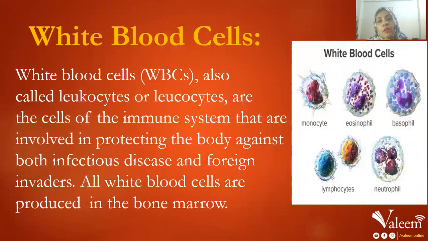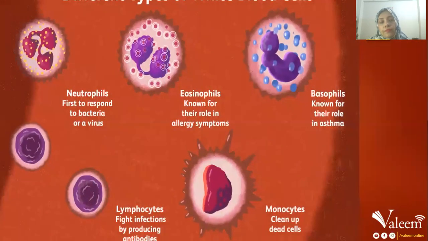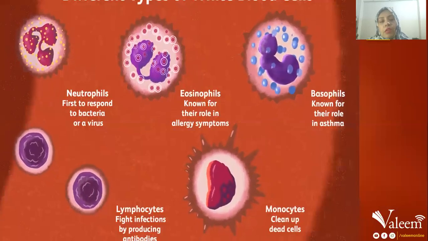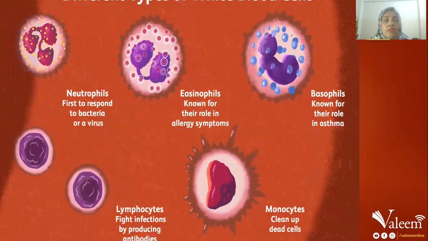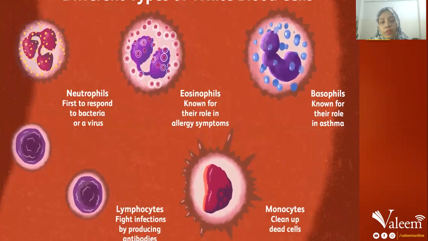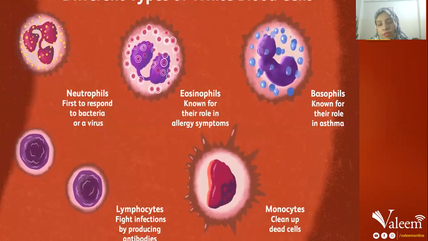On the right side of our slide, we can see that there are five types of white blood cells: monocyte, eosinophil, basophil, lymphocyte, and neutrophil. Now I have made these cells individually. You can see in this picture the neutrophil, eosinophil, basophil, lymphocyte, and monocyte.